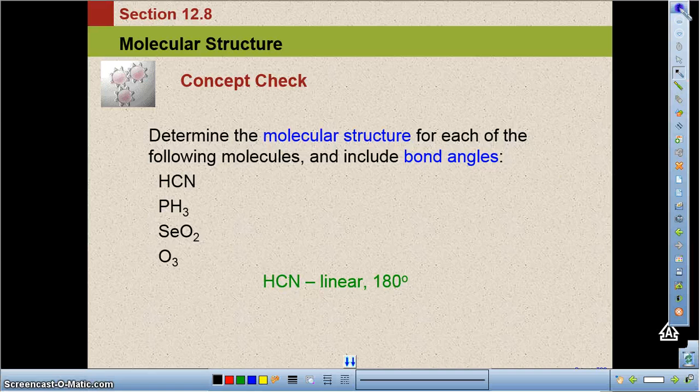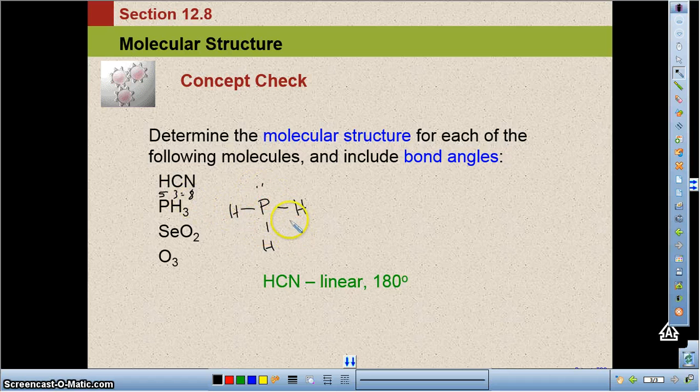Let's take a look at PH3. Phosphorus has 5 electrons in its outer shell. There are 3 hydrogens with 1 each, so that's a total of 3. So we have 8 electrons to deal with. We're going to put phosphorus as the central atom, hydrogen off of each one of the sides. We know we can only have 2 around the hydrogen, but we need 8 around phosphorus. So 2, 4, 6, 8, octet rule is good. Duet rule is met. Our total that we can have is 8, and that's what we have, 2, 4, 6, 8.